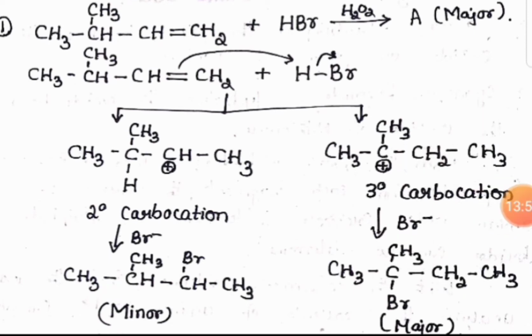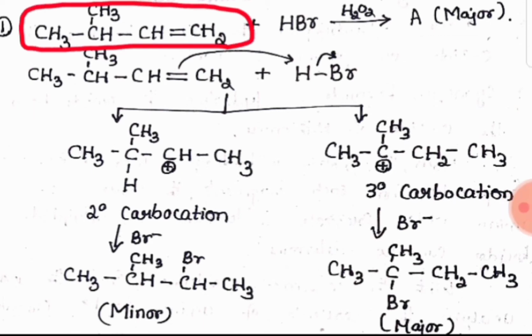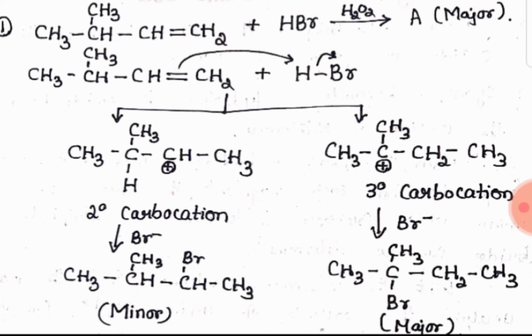Now here there are a few questions we are going to solve which have been asked in previous exams. We have one alkene here. Now we have to treat it with hydrogen bromide in the presence of hydrogen peroxide. In the presence of hydrogen peroxide, addition of HBr follows anti-Markovnikov's rule. We know it. We have to find out the major product here.